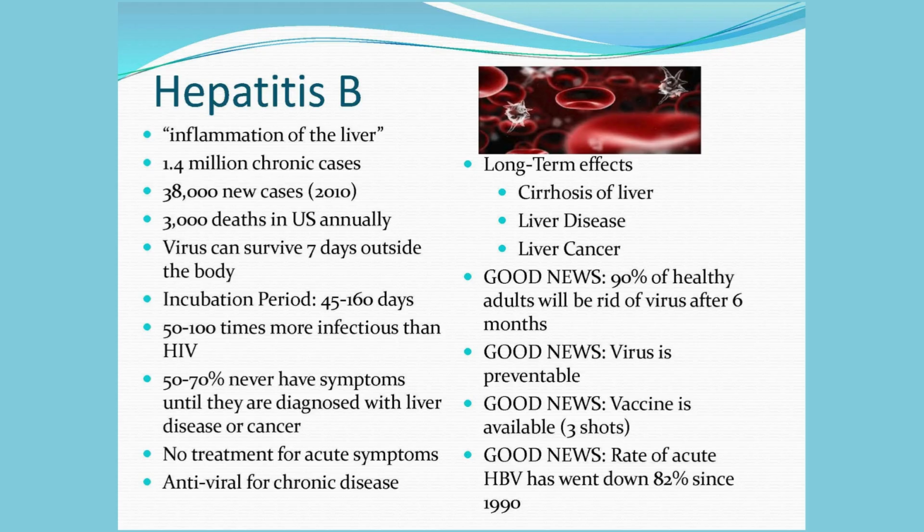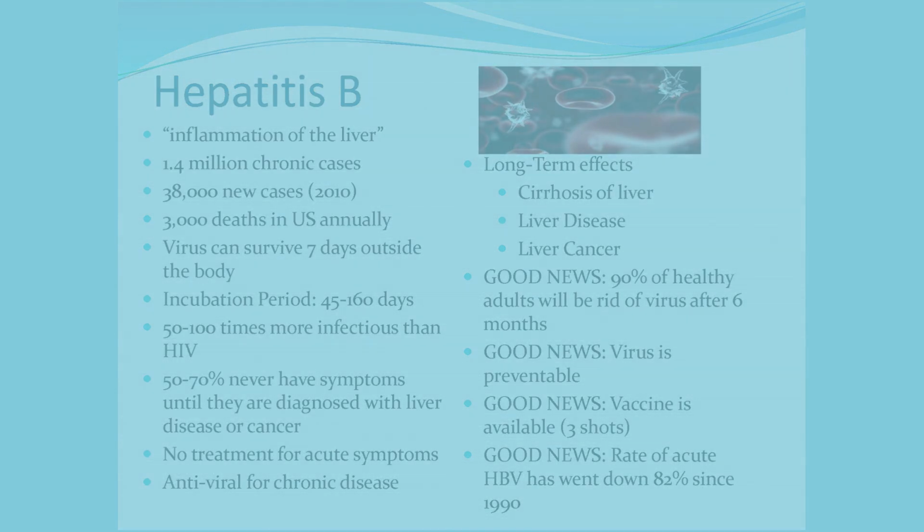Chronic hepatitis B can lead to cirrhosis, liver disease, and liver cancer. The good news is that most healthy adults, about 90%, clear the virus naturally within 6 months. Vaccination continues to be the best protection.